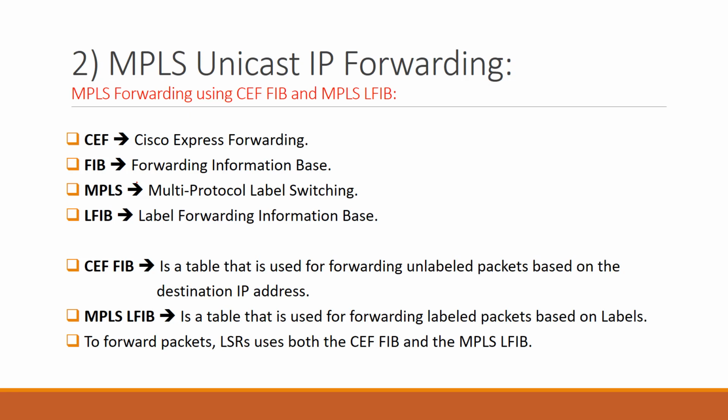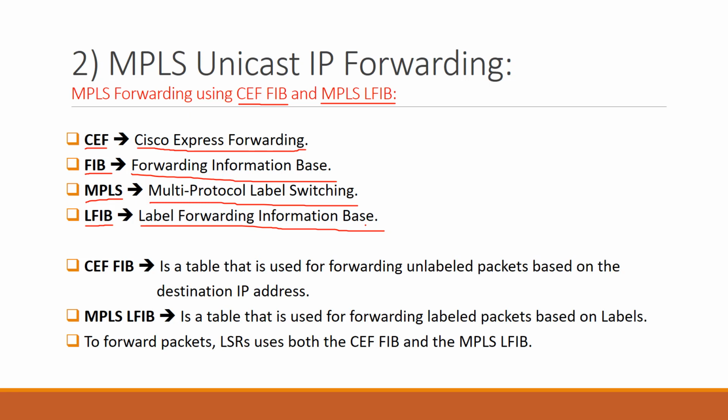So what are the forwarding tables used by MPLS? Actually, MPLS uses two types of forwarding tables. The first table is called CEF FIB, Forwarding Information Base, and the second table is called MPLS LFIB, Label Forwarding Information Base. Here are the acronyms and what they stand for. CEF is Cisco Express Forwarding, FIB, Forwarding Information Base, MPLS, Multi-Protocol Label Switching, LFIB, Label Forwarding Information Base.